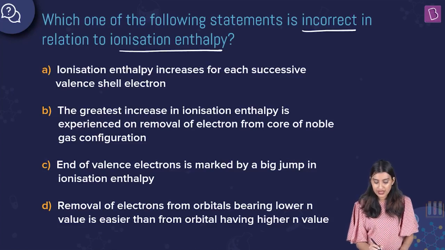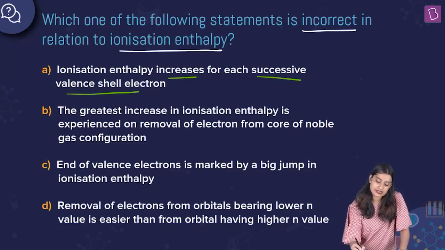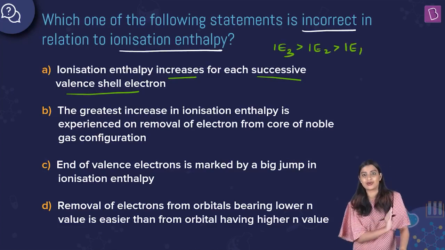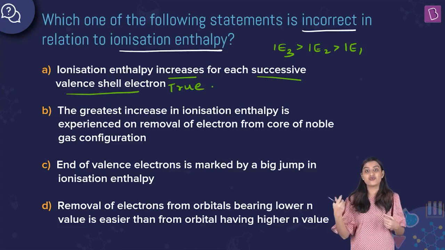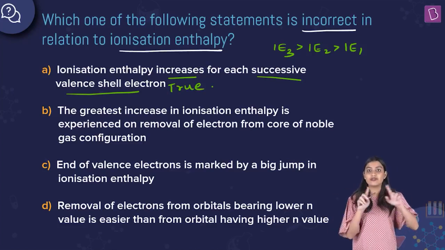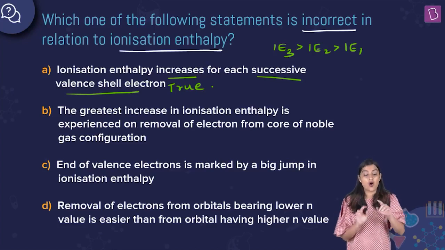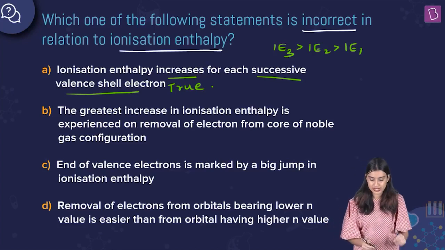So you have ionization enthalpy increases for each successive valence shell electron. So what are they saying? They're saying that basically IE2 is greater than IE1, this is greater than IE3, and so on. Yes, this is definitely true, right? Why? Because as you start removing, let's say you remove the first electron, whatever electrons are left, those electrons are pulled by the nucleus more strongly. So the effective nuclear charge is increasing on those electrons. So it becomes increasingly difficult for us to keep removing the electrons from the valence shell after that. Okay? This statement is true.